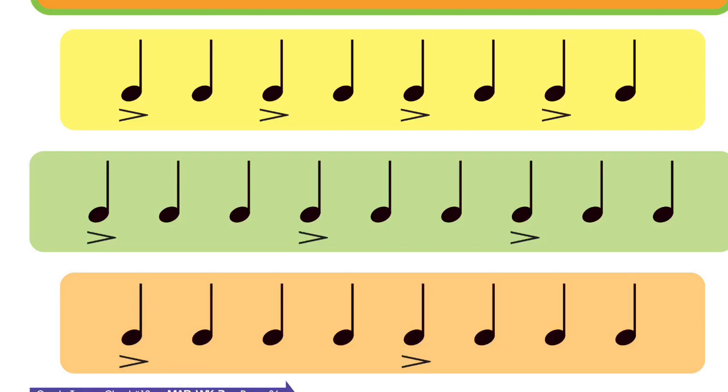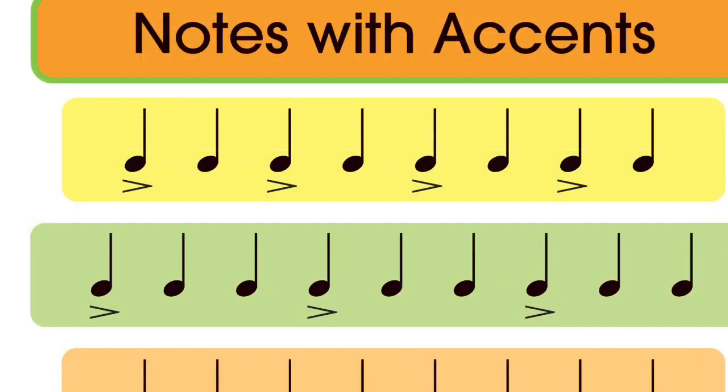Now look at the green row. If the yellow row was a 2-beat pattern, how many beats do we have in each pattern in the green row? Well, we have strong, weak, weak, and then it repeats. Strong, weak, weak. So that's a 3-beat pattern. Let's read through it together. Ready? Here we go. Strong, weak, weak, strong, weak, weak, strong, weak, weak.